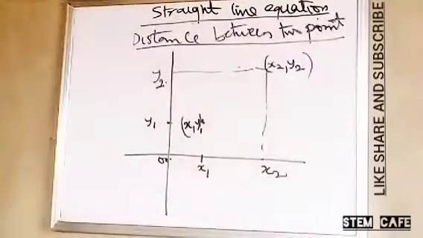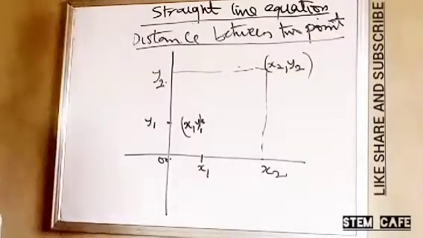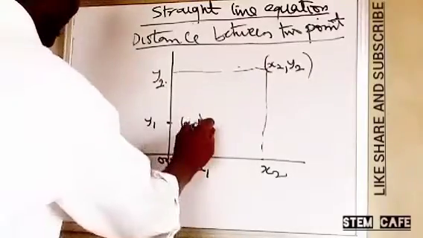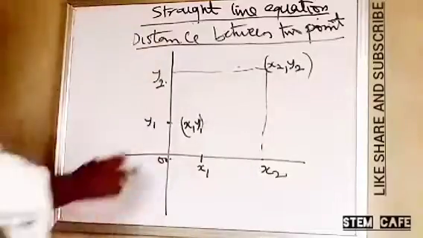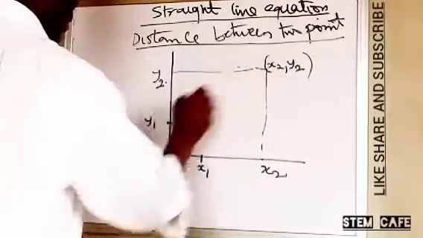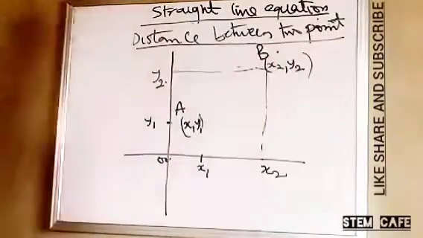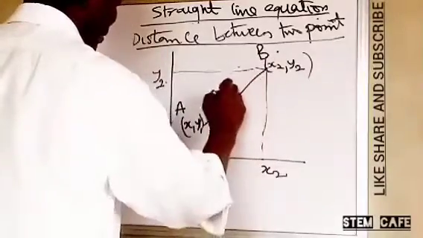I want to talk about distance between 2 points. We have seen how the points are located. Look at this first one. We have (x1, y1) and the other one is (x2, y2). You can see how they are located. Let's call (x1, y1) A and (x2, y2) B. The distance here is this. That's the distance. Let's call it D.